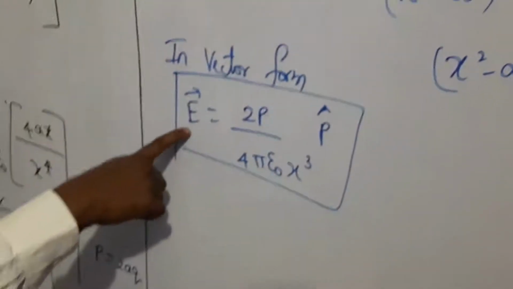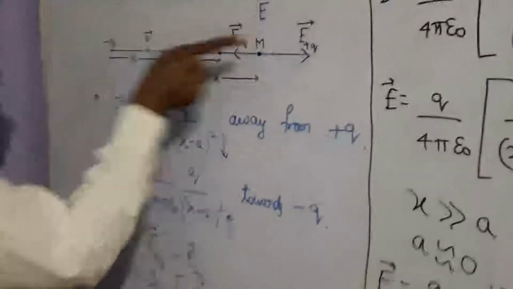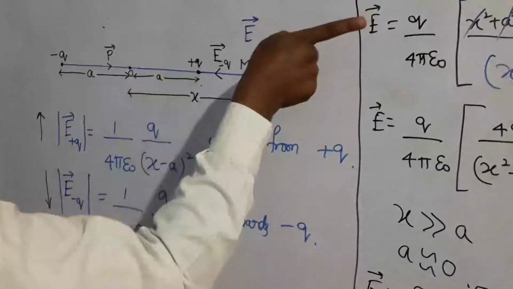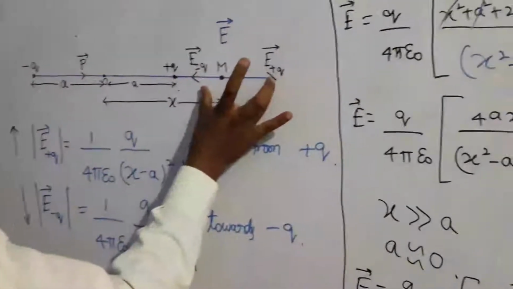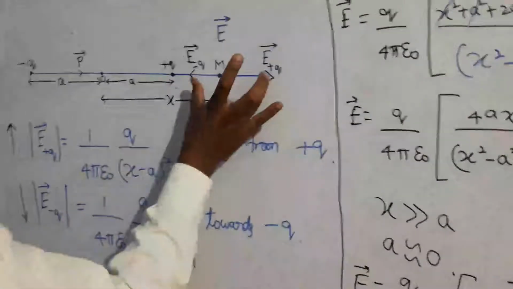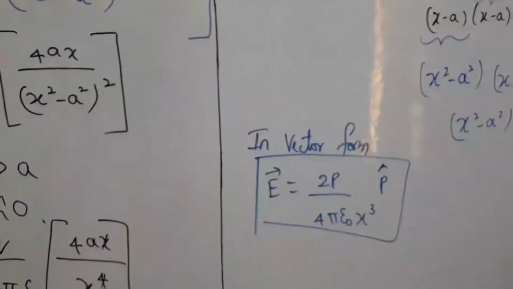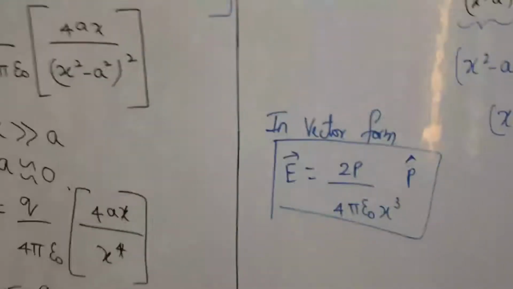Why? See here, I said before, electric field direction and electric dipole direction will be different. But here, electric dipole direction is this direction from minus q to q, and the electric intensity is also in the same direction, because here two charges are there, with different electric intensity directions, but the resultant will be the same. Both come in the same direction on the axial line of the electric dipole. This is about the expression.